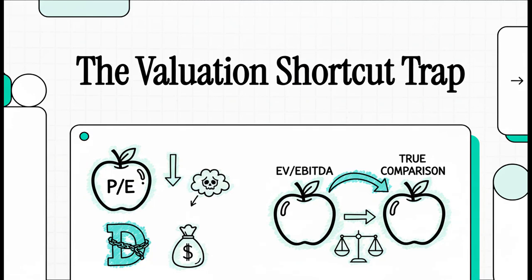All right, so you want to figure out what a company is actually worth. What's the first tool you reach for? I bet for a lot of people it's a valuation multiple, right? You know, like the famous price-to-earnings ratio? It seems so simple, a quick shortcut to a really complex answer. But what if that shortcut is actually leading you straight into a trap?